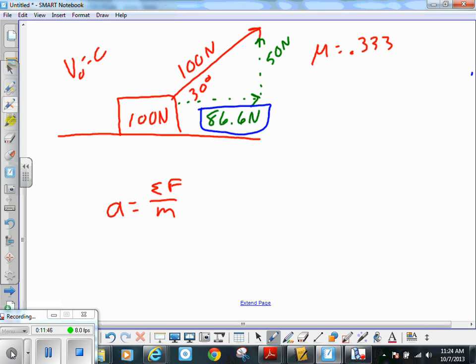So the summation of forces in this case is going to be, and I'll just write it here, 86.6 newtons minus the coefficient times the normal, all divided by 10 kilograms. Okay, so let me move on. 86.6 minus 0.333 times the normal, in this case the normal is not equal to the weight. Why?